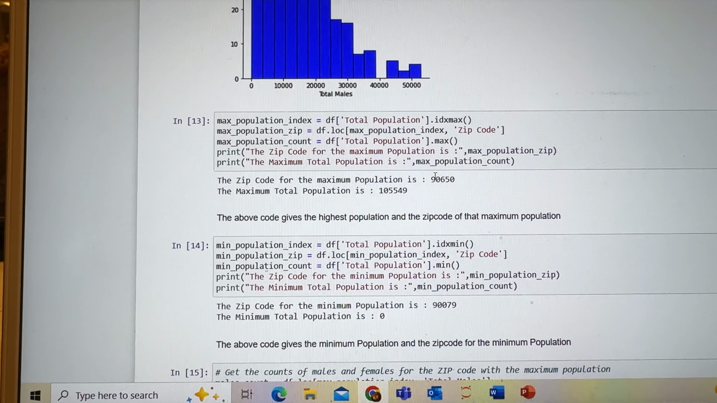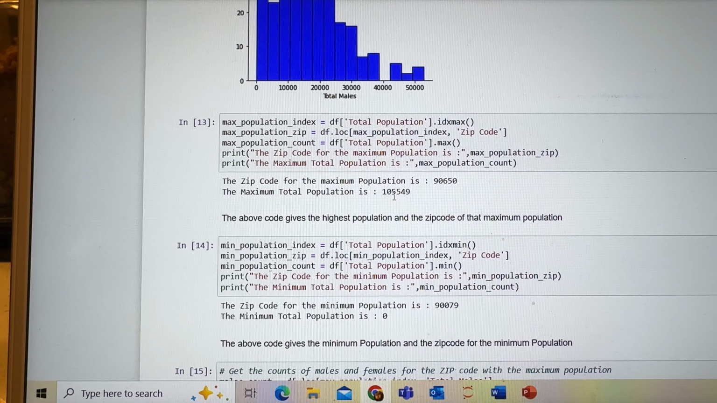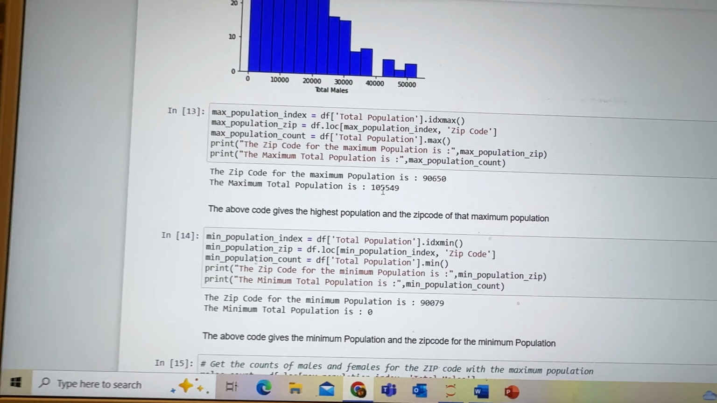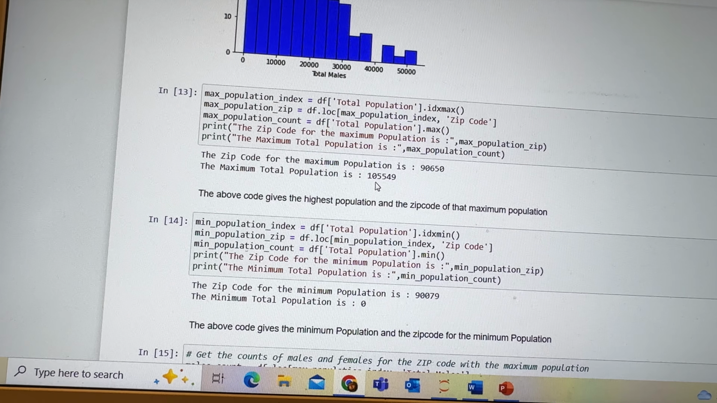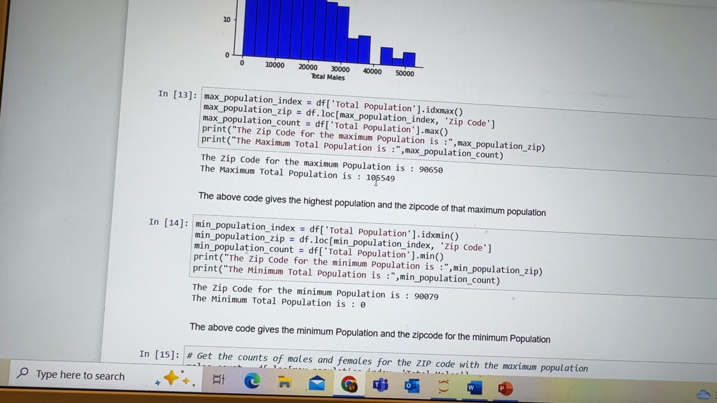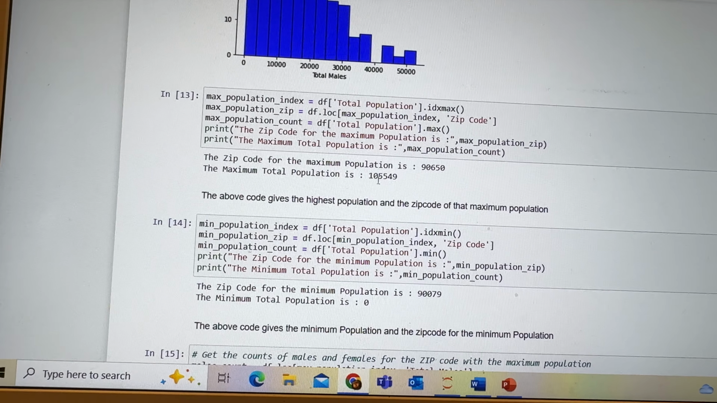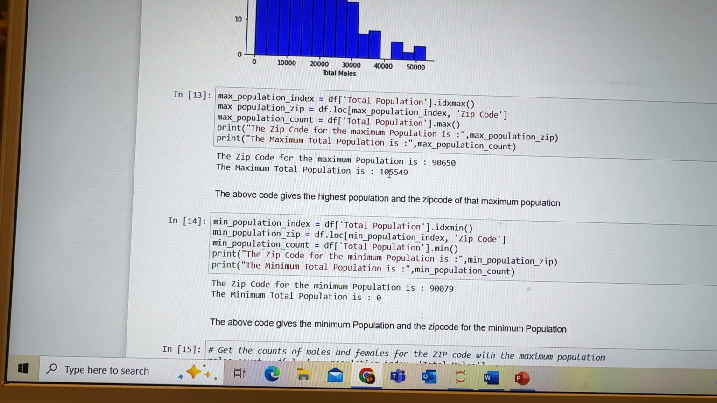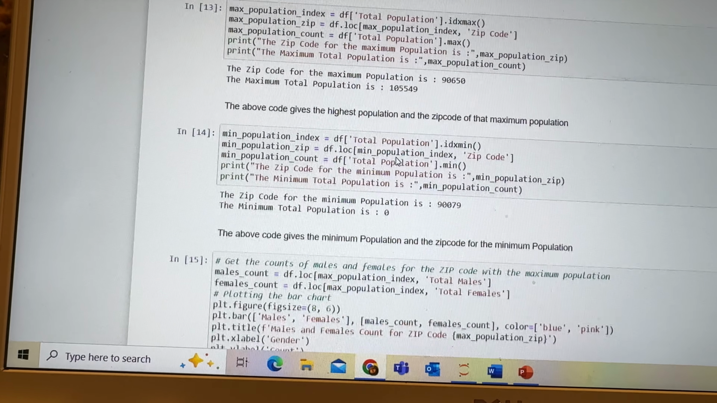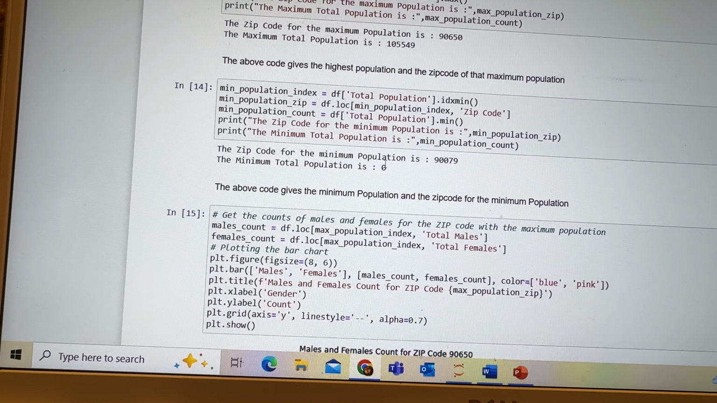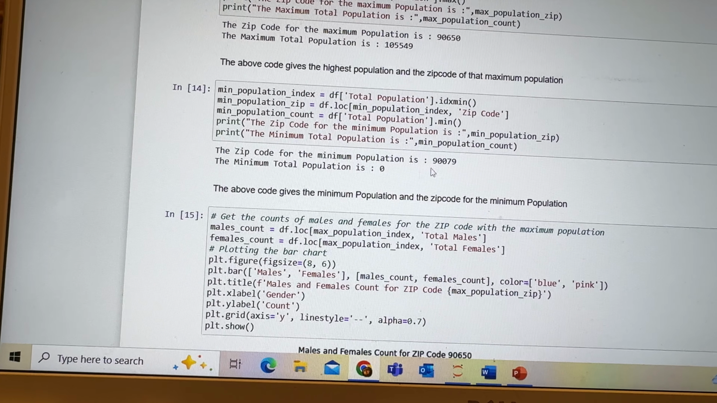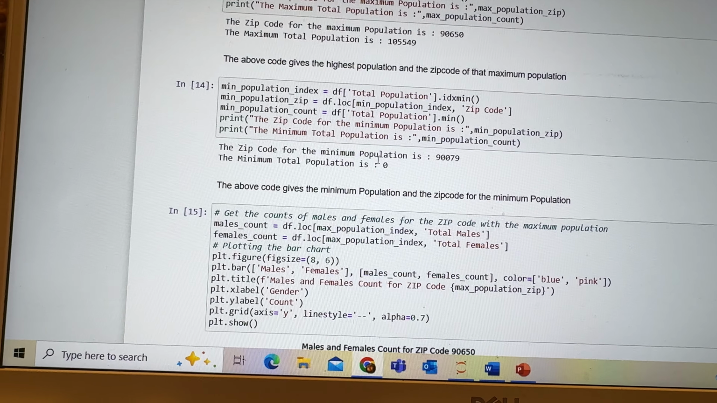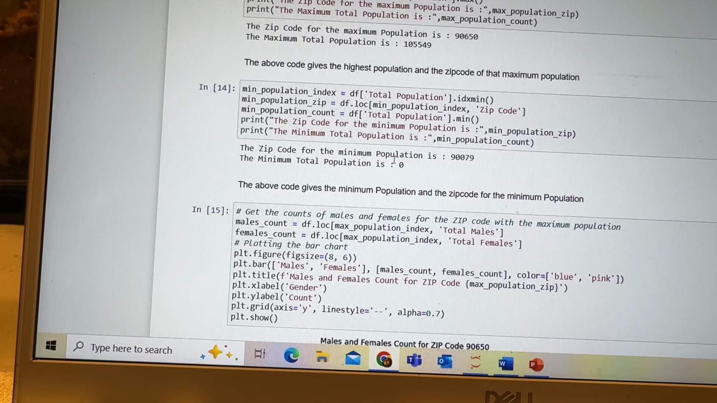For that particular zip code, the total population is 105,549, and this is for the minimum population. In this particular zip code there is 0 for the total population, so it's the minimum one.